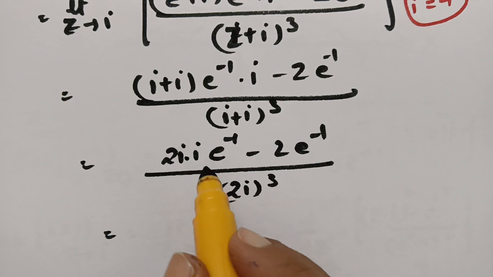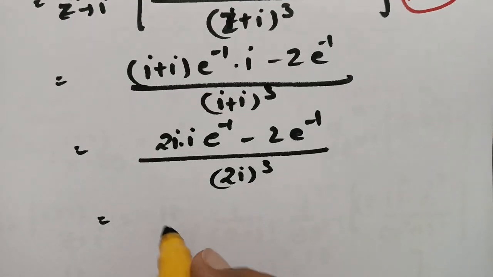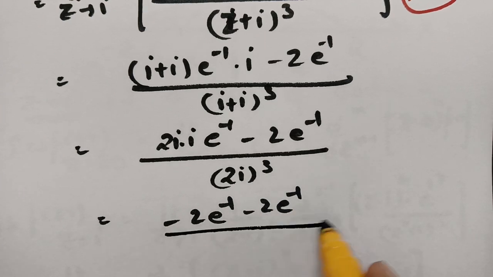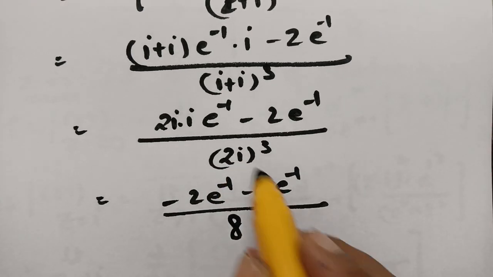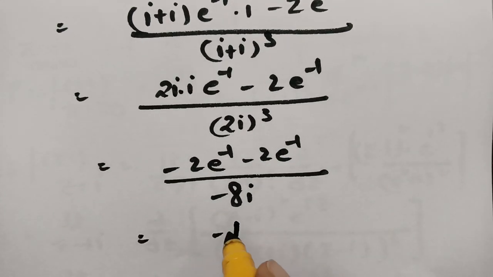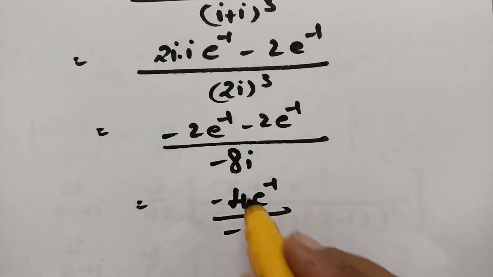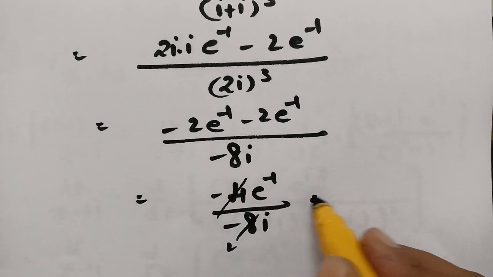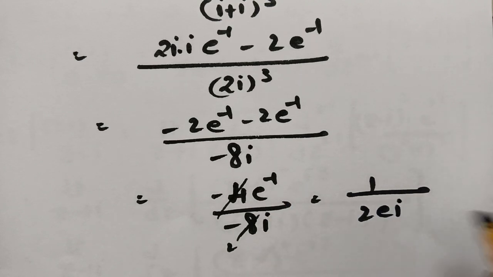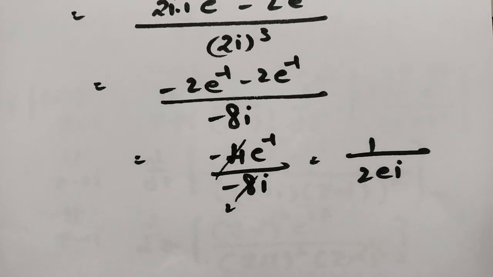So this i square value is again minus 1. If I substitute, this will be minus 2 e inverse. Why? 2 cube value is 8, i square value is minus 1, this is i. So this value is minus 4 e inverse minus 8 into i. If I cancel these for 2 times, this will be 1 by e inverse. If I send it to the denominator, this will be 2 e i.